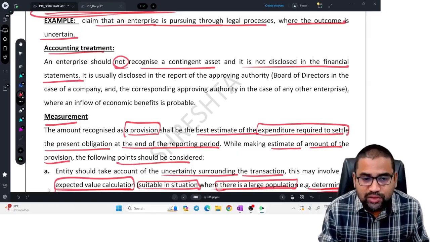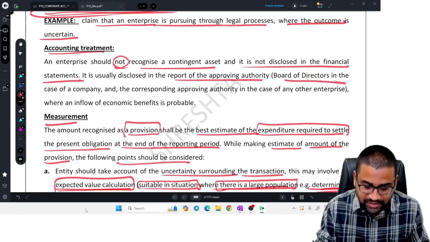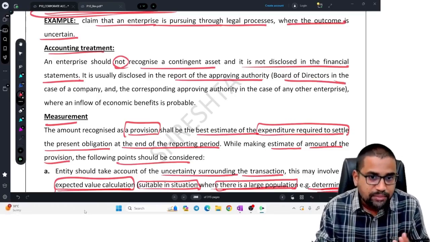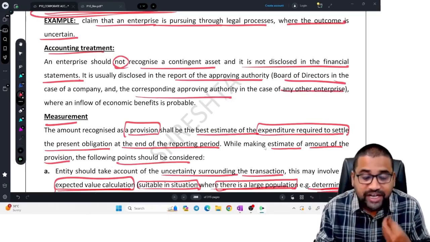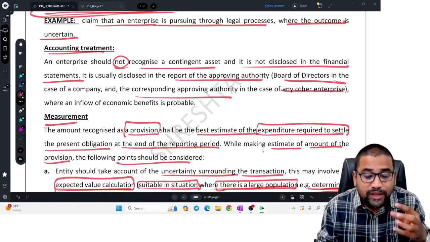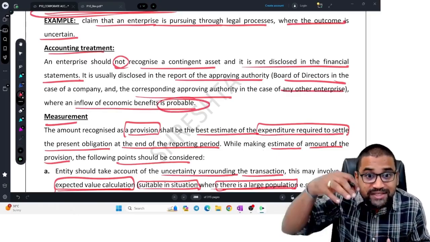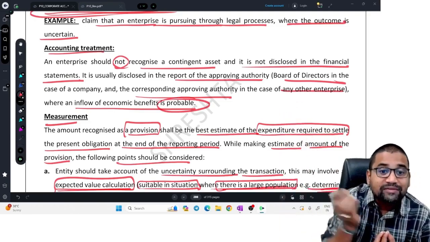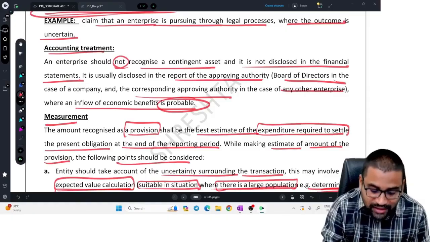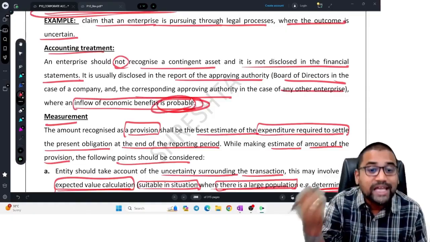But where can it be disclosed? A contingent asset may be disclosed as part of the board of directors' report, in case the company has a board of directors, or any corresponding approving authority in case of any other enterprise, if the inflow of economic benefits is probable. That means this possible asset will in future become an asset, and there will be an inflow of resources, with more likely chances.